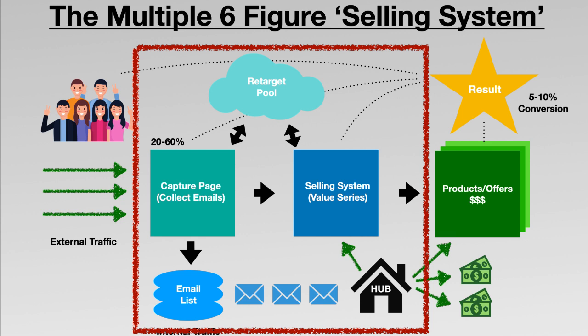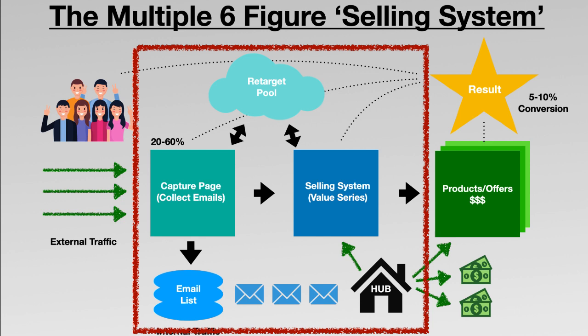Within your world, whatever you can control is basically the capture page, the selling system, the targeting pool, your email list, and your hub. That's very important, right? Everything else doesn't matter. Okay, everything else can be changed, it can be replaced, you can plug it in, you can plug it out, and that's what's so cool about the multiple 6-figure selling system. Now, a lot of affiliate marketers do not operate like this.